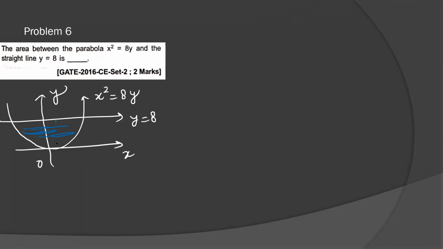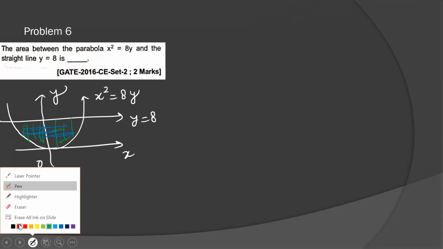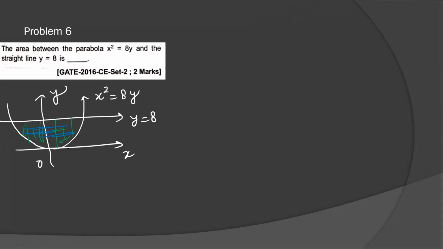If you are going to find the area, then this area must be equal to this area. So the area will be twice, because it lies in two quadrants, symmetric about the y-axis. The area in the first quadrant will be equal to that in the second quadrant, so 2 times the first quadrant. What is the intersection point? At y equal to 8, x square will be 64, so the value of x will be 8. In the first quadrant, both are positive, so 8, 8. So the constant limit of x is 0 to 8.